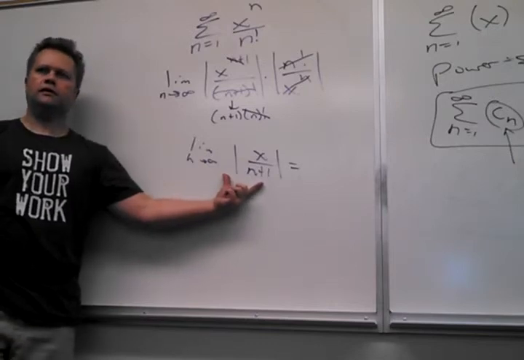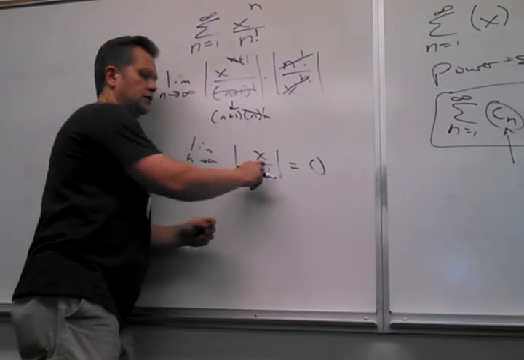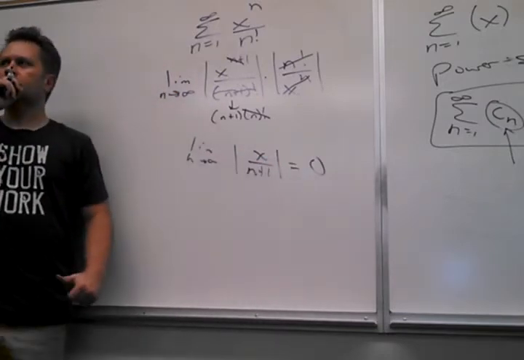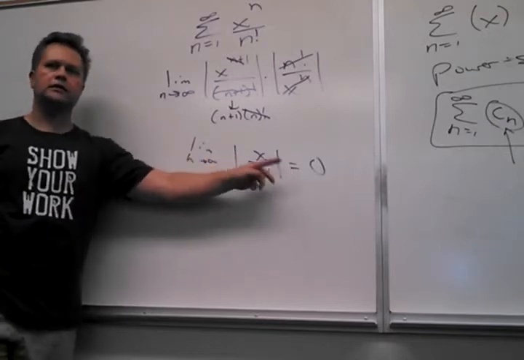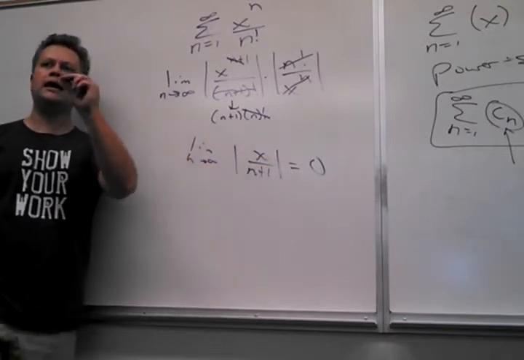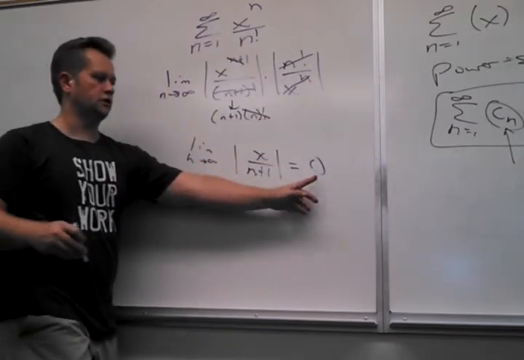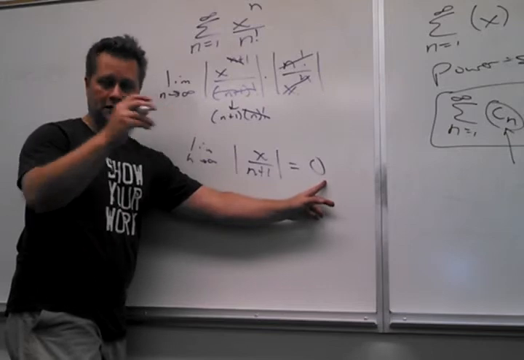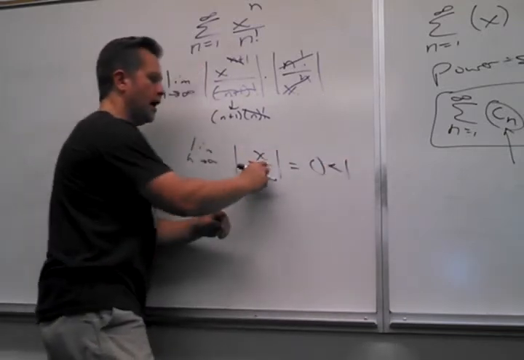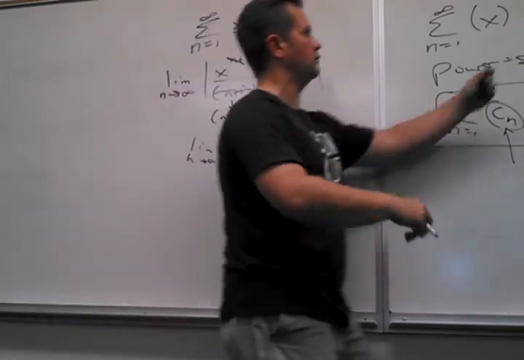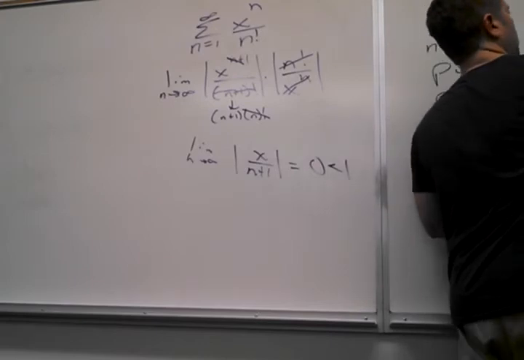Somebody tell me something about this. Zero. Yeah, this is 0. Does it depend on x? Does it care what x is? No. So this result is not dependent on x. So no matter what x is, what's important for this test? The result is 0. Less than 1. I love it. No matter what x is, it's less than 1. That's different from what we had up here. This one said that the absolute value of x had to be less than 1.